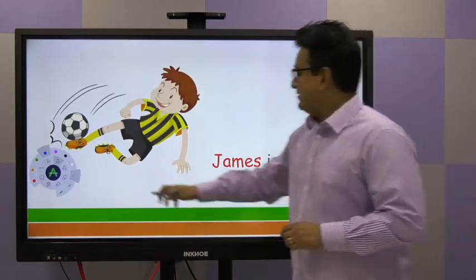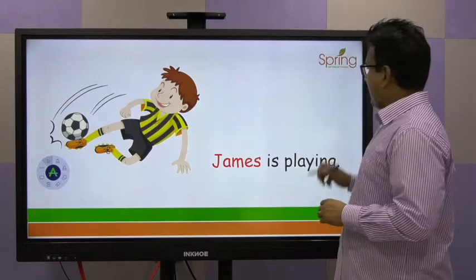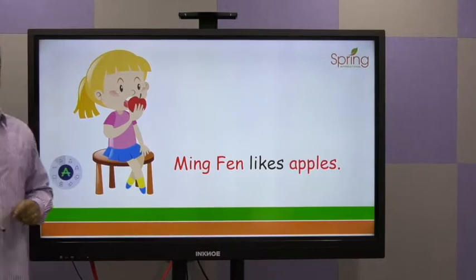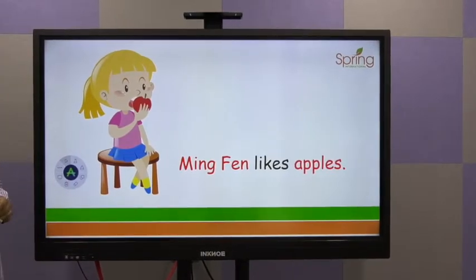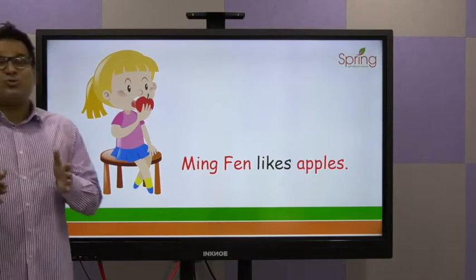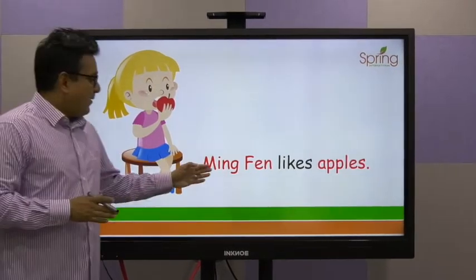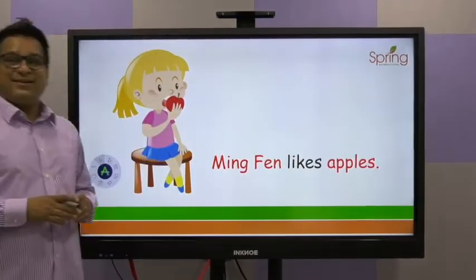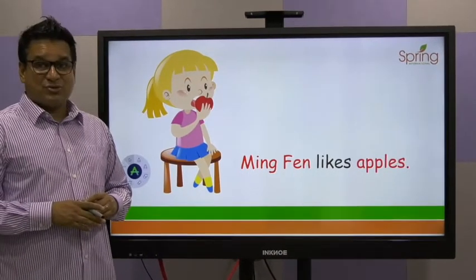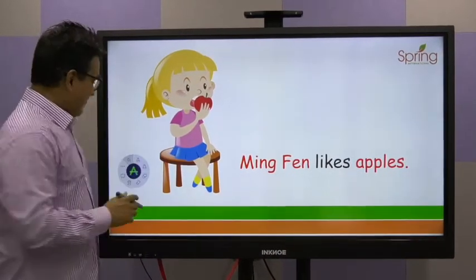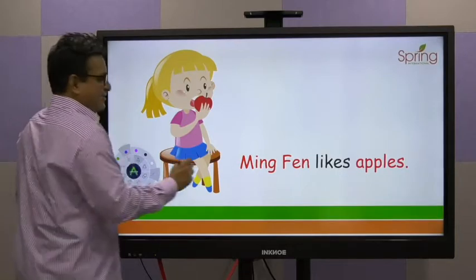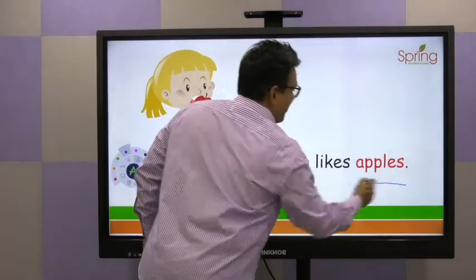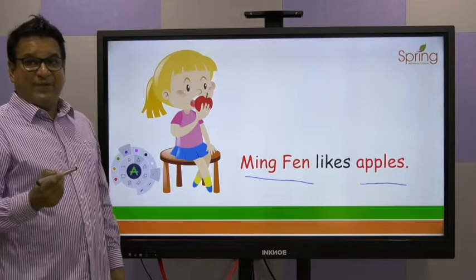Ready for the next sentence? Now you try. Ming Fen likes apples. Why don't you try to say the sentence also? Ready? Ming Fen likes apples. Can you tell me which words are nouns? Yes, you're right. If you said Ming Fen and apples.